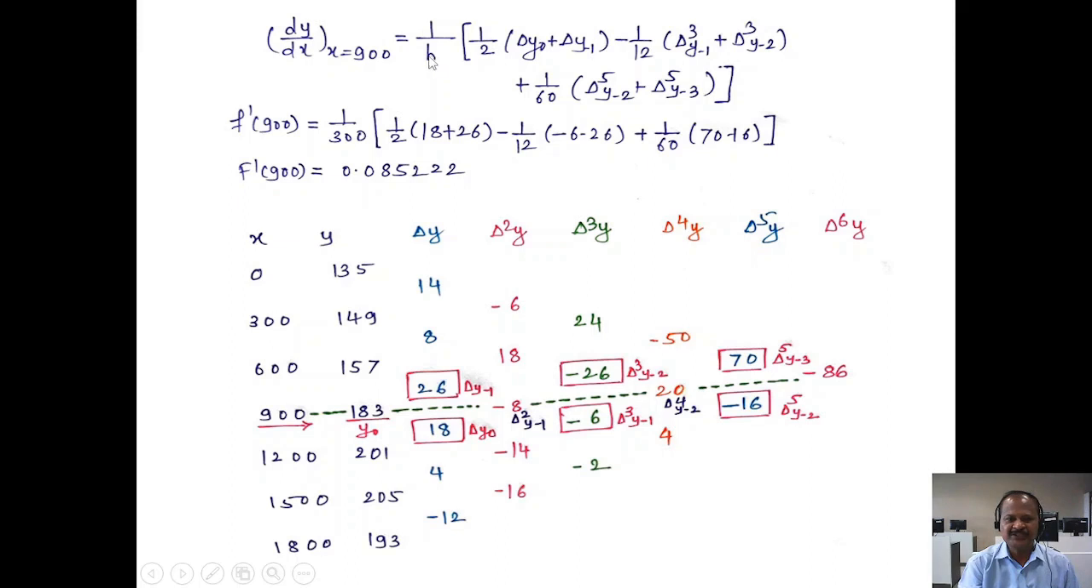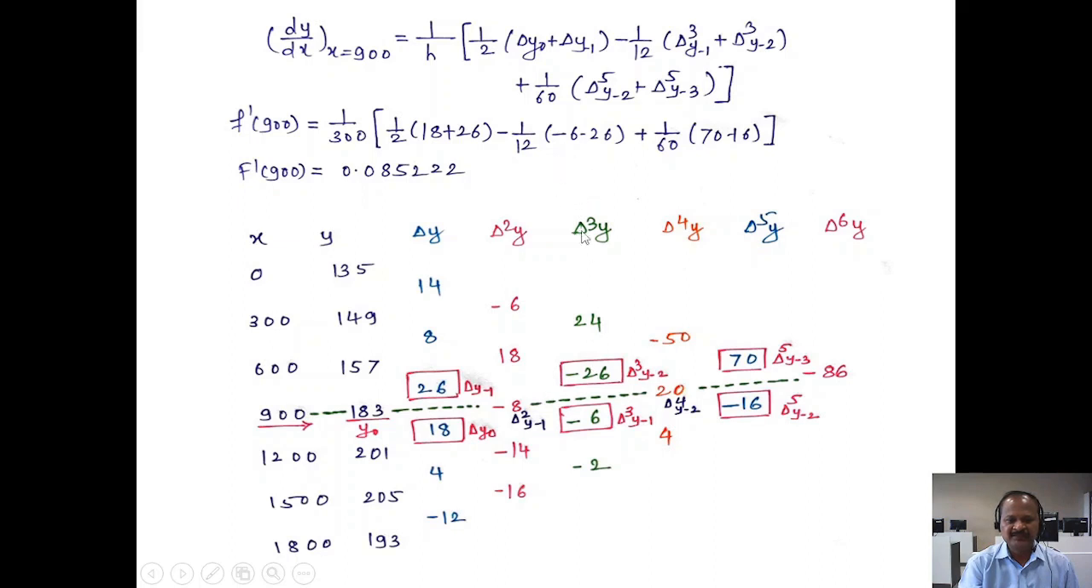So 1 upon h is 1 upon 300. Here h is the interval, and it is the same: 600 minus 300 is 300, or 900 minus 600 is 300. So 1 upon h is 1 upon 300 into the bracket, 1 upon 2. The first term is the first difference, delta y0 and delta y minus 1. This is the center line. Above the center line we have delta y minus 1 and delta y0.